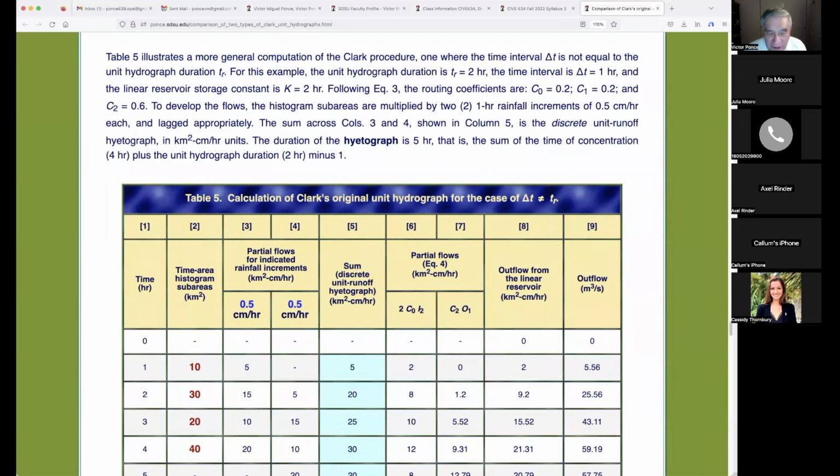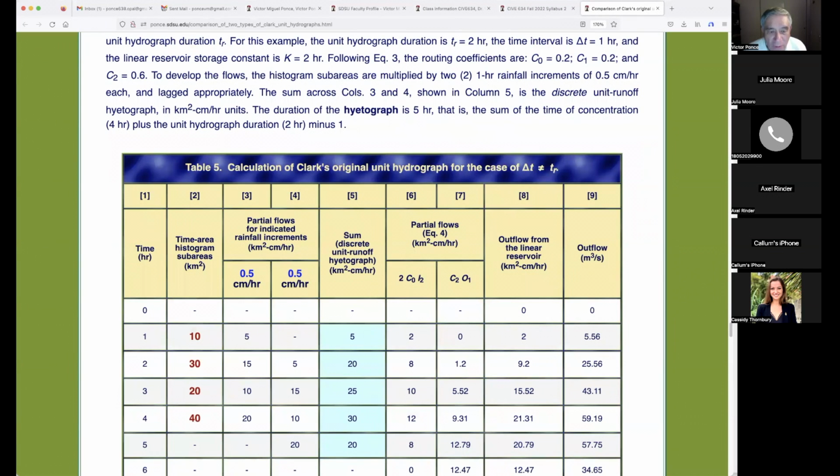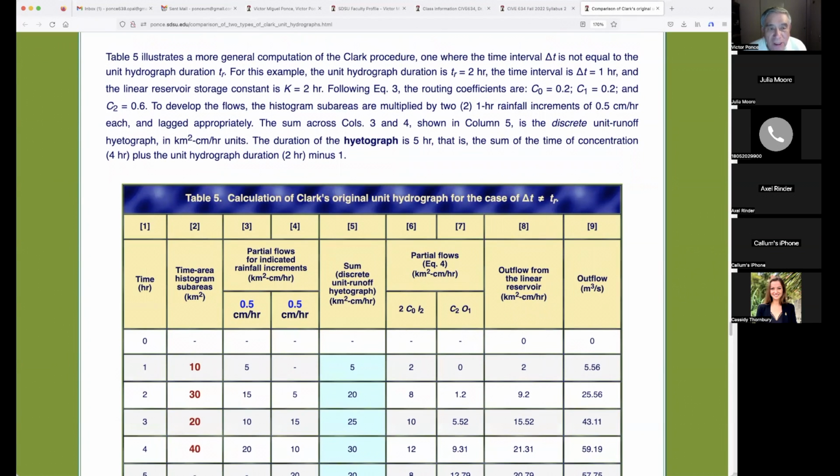As you can see, the numbers in there are our own: 10, 30, 20, 40. We're already familiar with them because we used that for the time area method. Okay, so the time area method was just this, but now we are going to do a more general computation where the time interval is not equal to the unit hydrograph duration.